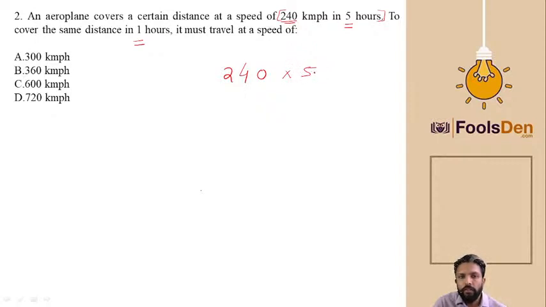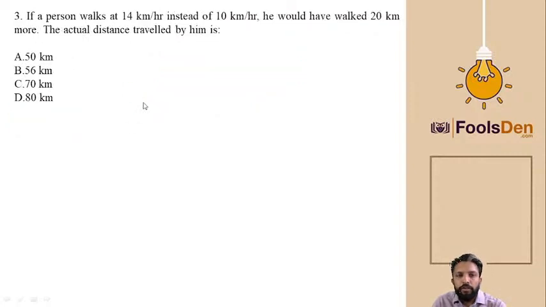Now the plane wants to cover this distance in 1 hour. Distance upon time, that is 1 hour, will give the desired speed. If I multiply 240 with 5, I will get 1200. The answer should be 1200 kilometers per hour. That should be the answer, which is not given in the options. Just mark E as the option right here. Let us proceed to the next question.